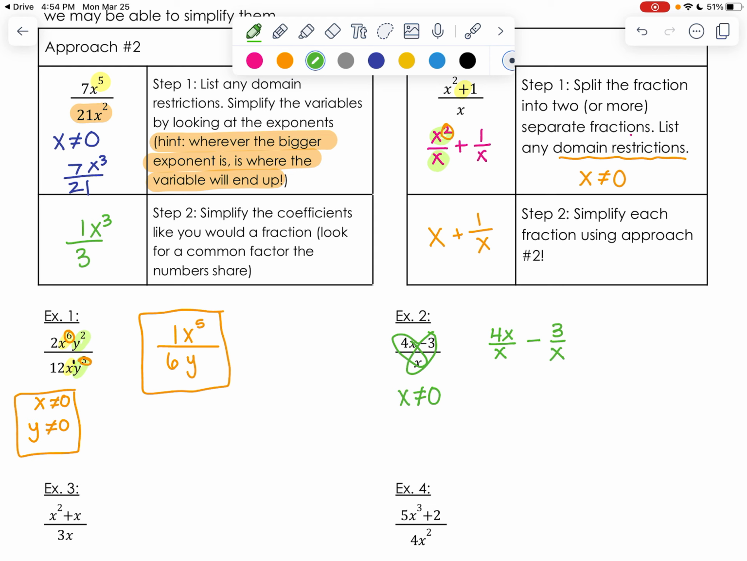Now we're going to simplify what we can. In the first fraction, I have 4x over x. Well, x to the first power divided by x to the first power, those are going to cancel, and so we're just going to be left with the 4. Minus 3 over x, that doesn't simplify. So here's our simplified fraction with its domain restriction. You try the next few examples and see how you do.